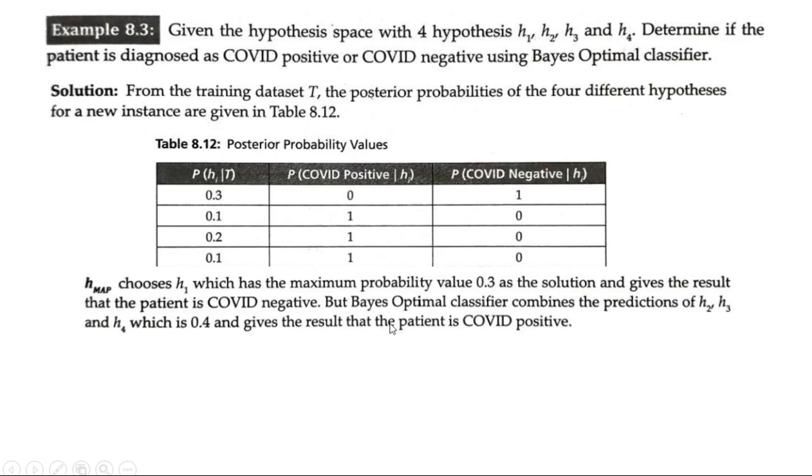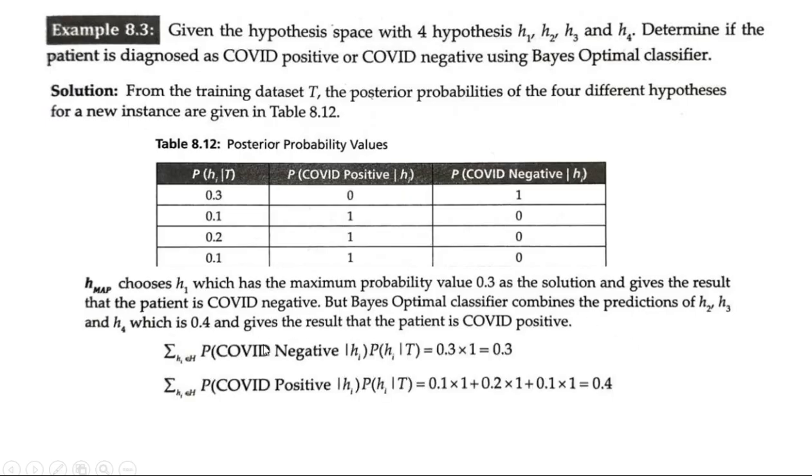But suppose I use the Bayes optimal classifier, I need to combine all the predictions. If I combine all the predictions of H2, H3, H4, how much do I get? 0.1 plus 0.2 plus 0.1. I'm getting 0.4, and all these other hypotheses are stating that it is COVID positive. So now how do I apply the Bayes optimal classifier?